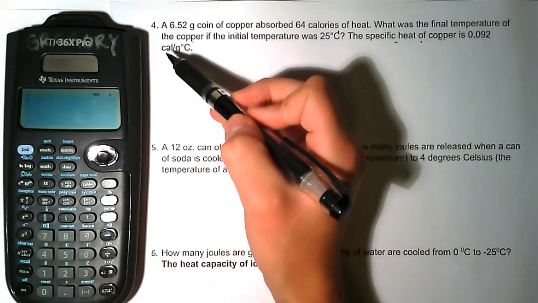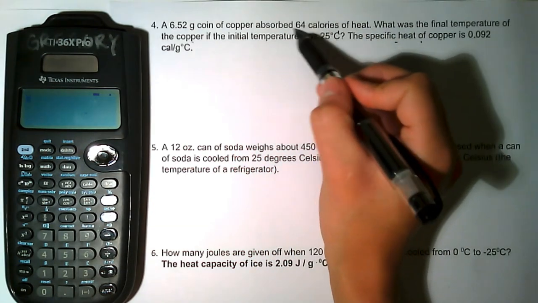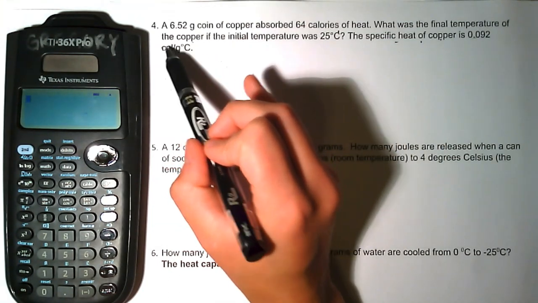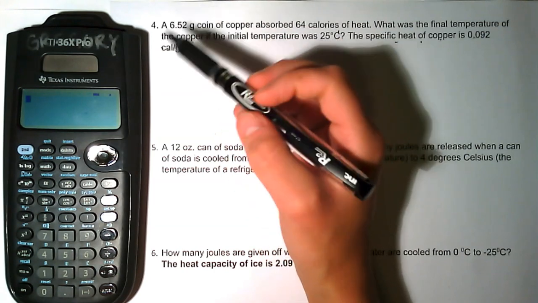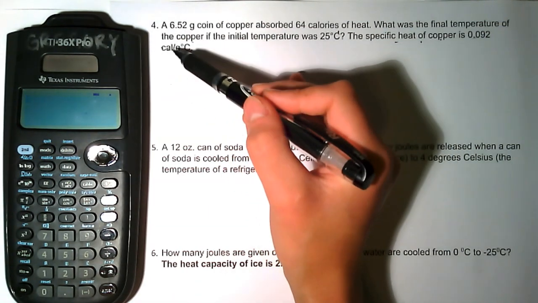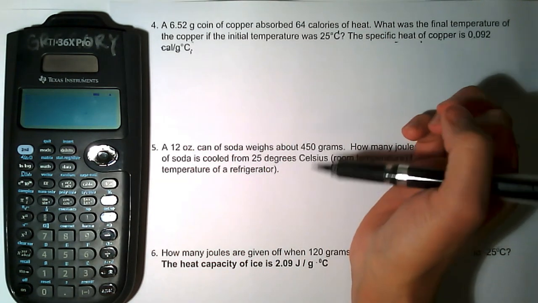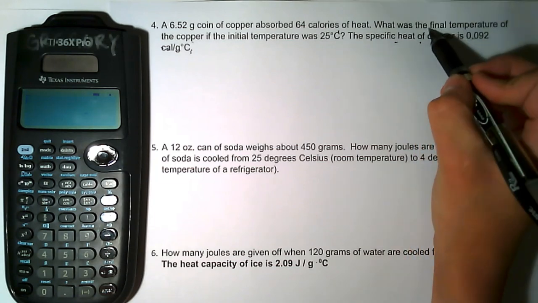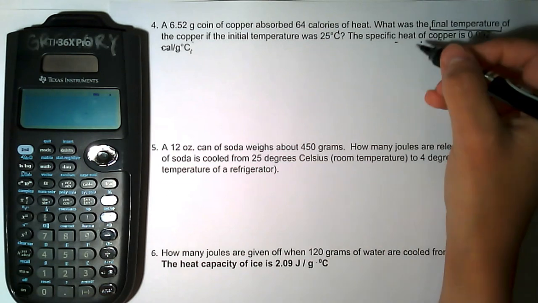If it were given in joules per gram degree Celsius, we would either need to convert the calories up here into joules, or we would need to convert our calories per gram degree Celsius into joules per gram degree Celsius, or convert joules per gram degree Celsius into calories per gram degree Celsius. But since our units match up, we are okay to just go ahead and do the problem. In this case, we are looking for the final temperature of copper. So this is a little trickier.